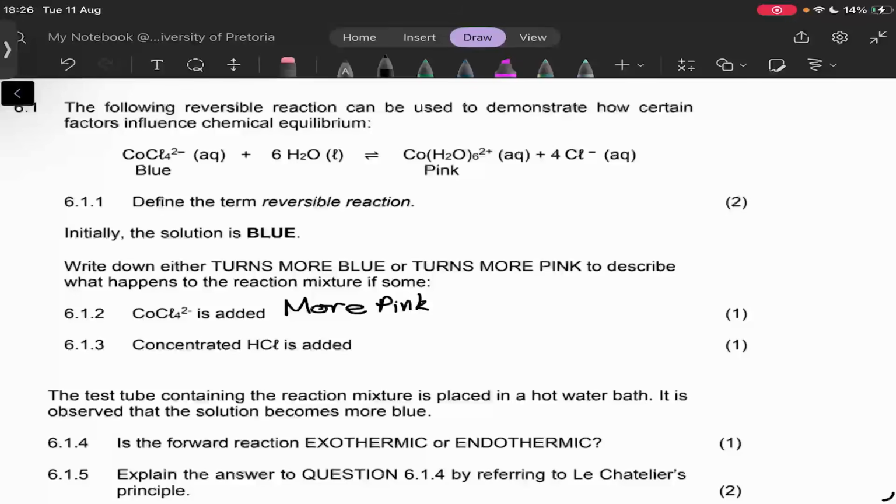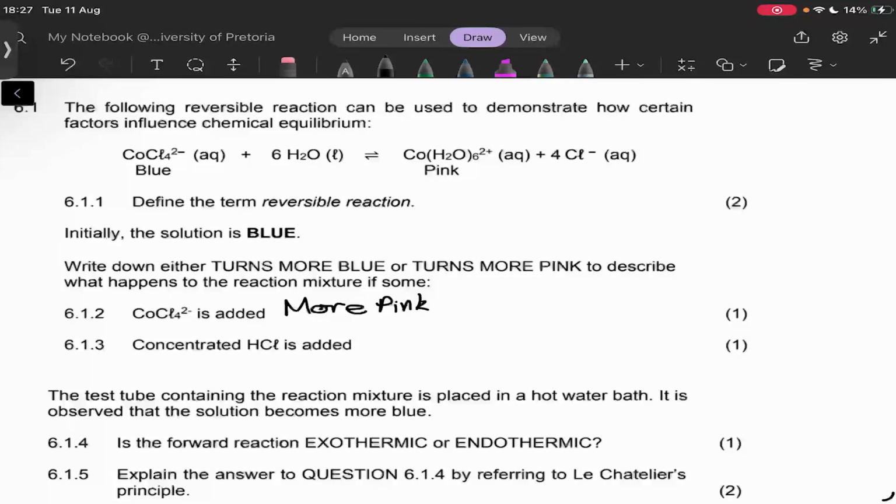And let's go through why exactly that is. So with this one, it turns it more pink because if we add that COCl4, we're favoring the forward. We're favoring the reaction that pushes it towards the pink side. If you add the COCl4, the reaction wants to use it all up, and therefore it's gonna push and make it more pink by going more towards the right side. We are favoring the forward. Well done to everybody that got that correct.